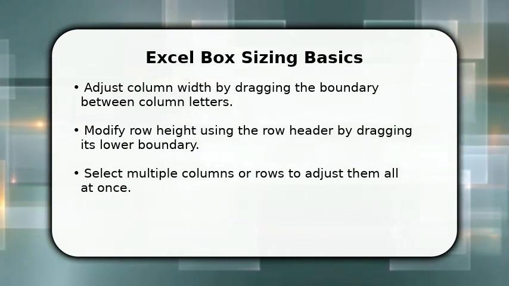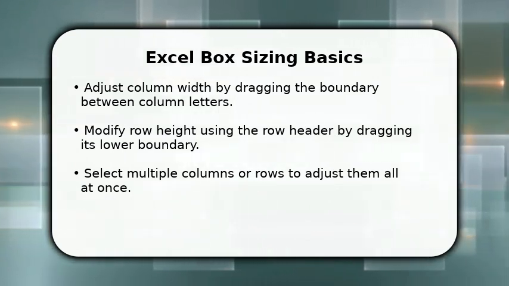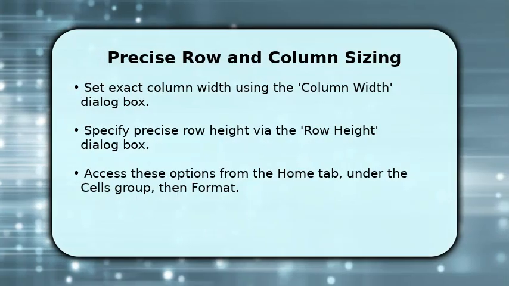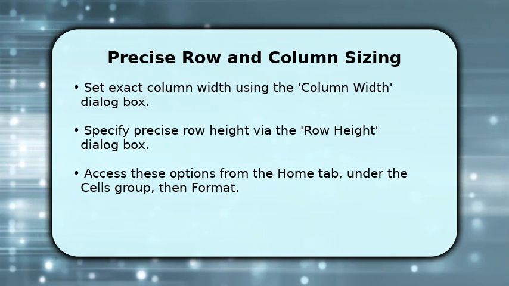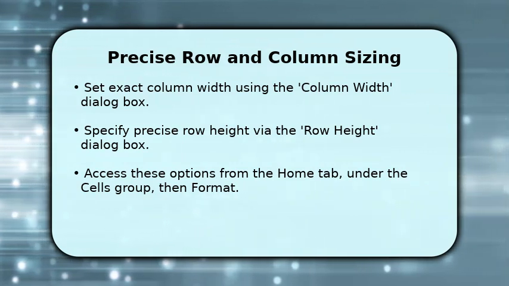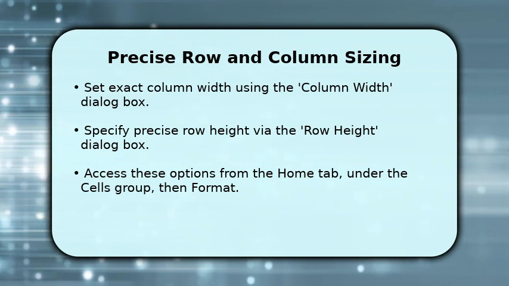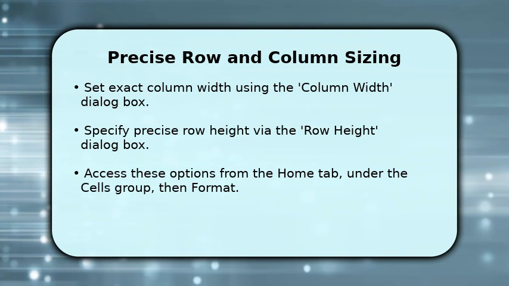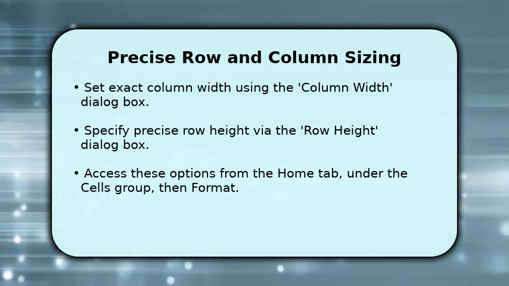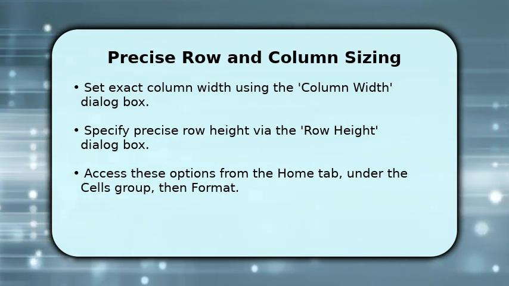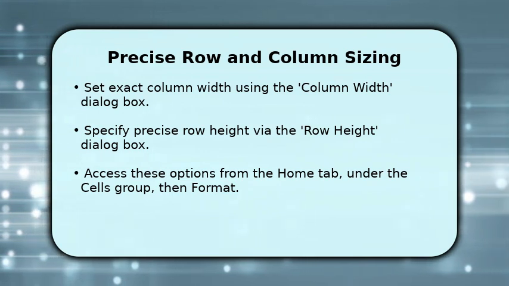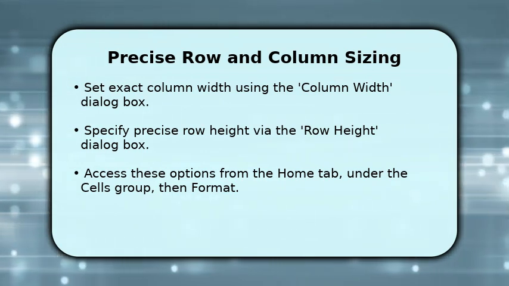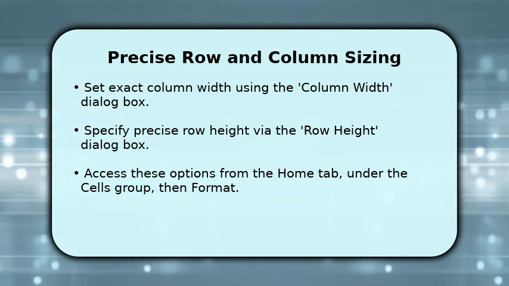You can also select multiple columns or rows to adjust them all at once for consistent sizing. For precise control, you can set exact numerical values for column width and row height. Select the desired columns or rows, then go to the Home tab, click Format, and choose either column width or row height. A dialog box will appear where you can enter a specific number, such as 10 units for width or 20 points for height, ensuring uniform dimensions across your selection.